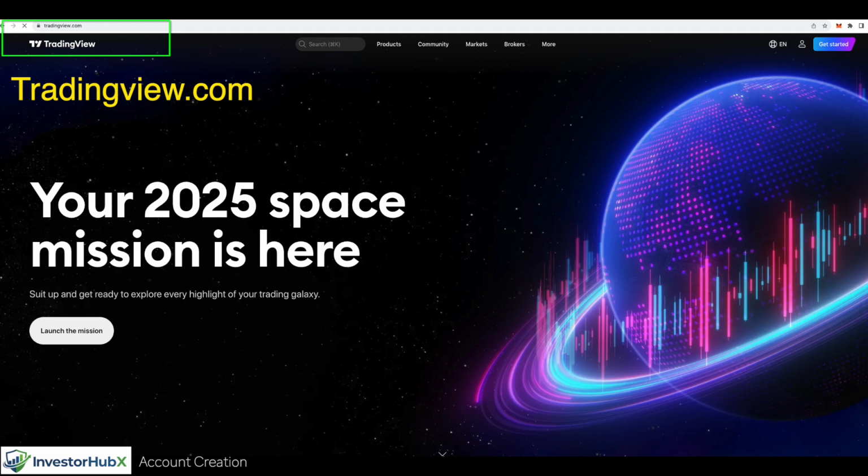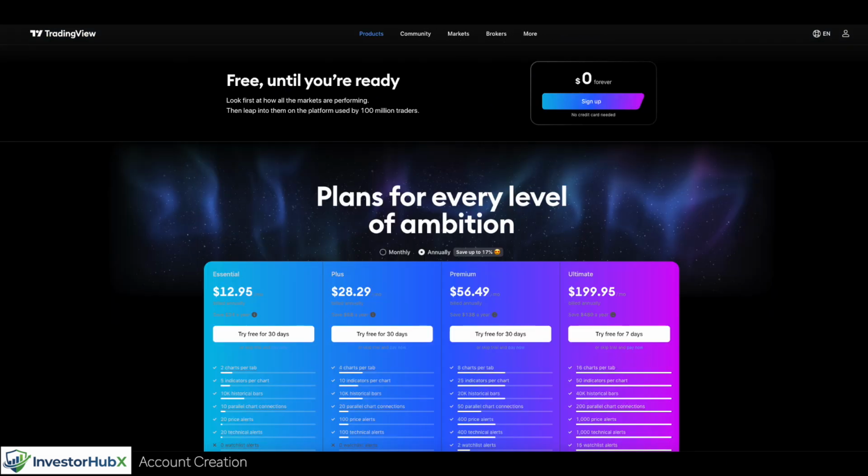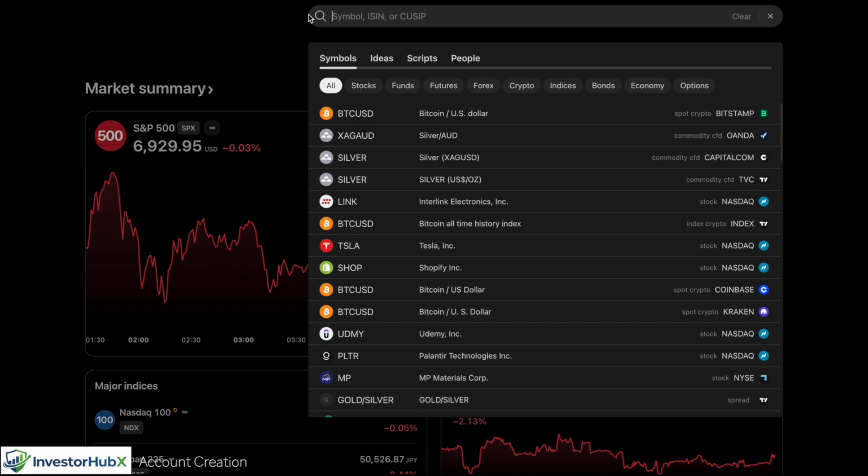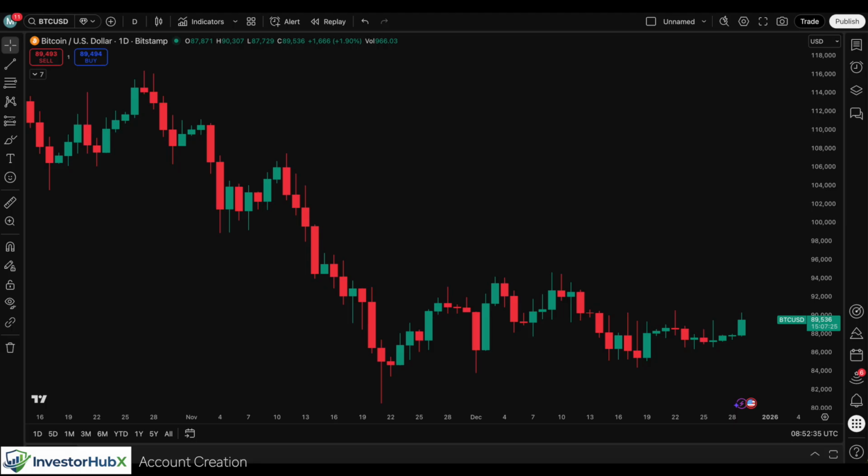To begin, head to tradingview.com and create a free account. You can sign up using your email, Google account, or Apple ID. A free account is more than enough for beginners. You'll be able to use most drawing tools, basic indicators, and one chart layout. Once logged in, click on Search Bar and select an asset to open the main charting interface. This is where you'll spend most of your time.